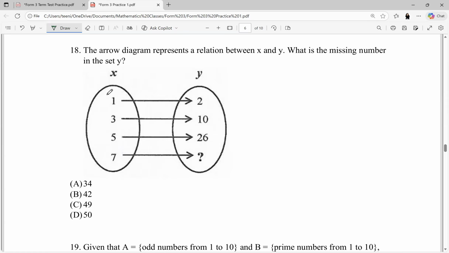This is a mapping diagram that represents a relation. It's also called an arrow diagram, right? Each value of x maps onto a value in y. So 1 is mapped onto 2, 3 is mapped onto 10, 5 is mapped onto 26, and 7 is mapped onto some other number. There's a relationship being expressed here between x and y, meaning it's x plus something or x times something to give you y, right? Can anybody figure out what the relationship is between x and y? Take a look and tell me.